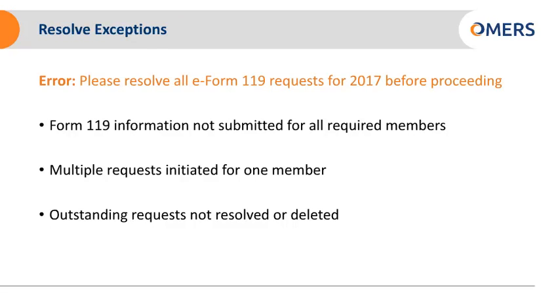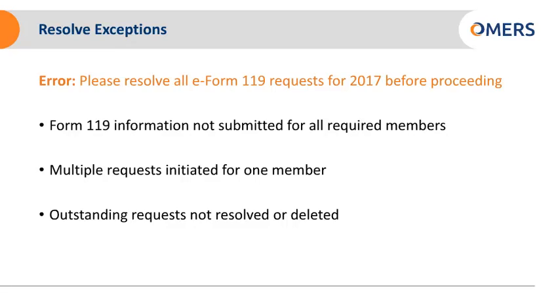When we click on the Exceptions tab, it will show the exception that stopped the reconciliation. In this example, the exception is error. Please resolve all eForm 119 requests for 2017 before proceeding. This is one of the most common reasons why a reconciliation would not be successful. If this happens, you will need to check for the following.